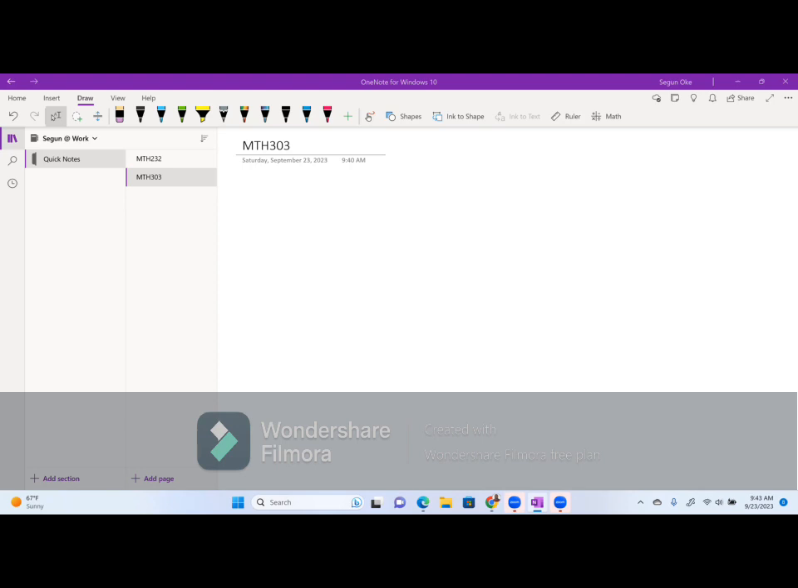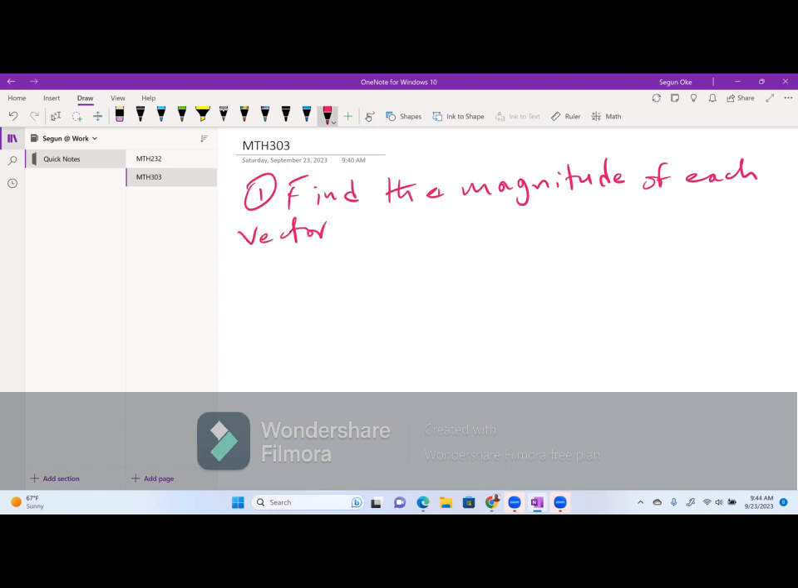Okay, let's write this question down. The question says, number one, find the magnitude of each vector. Vector A equals 2i minus 4j plus 6k.